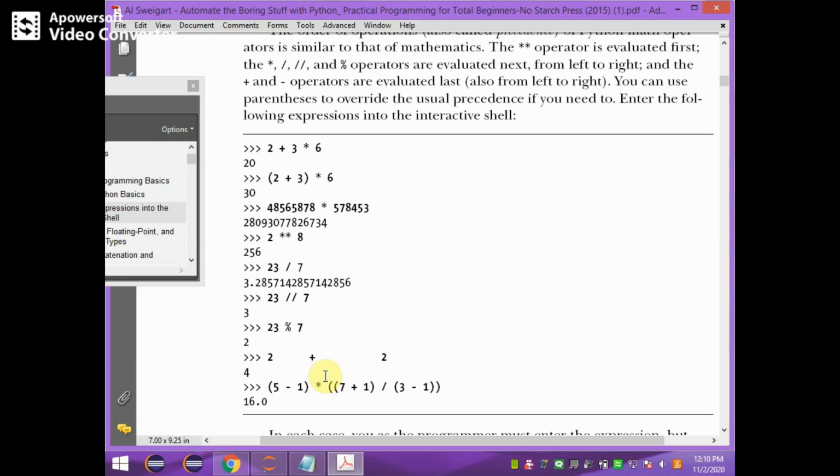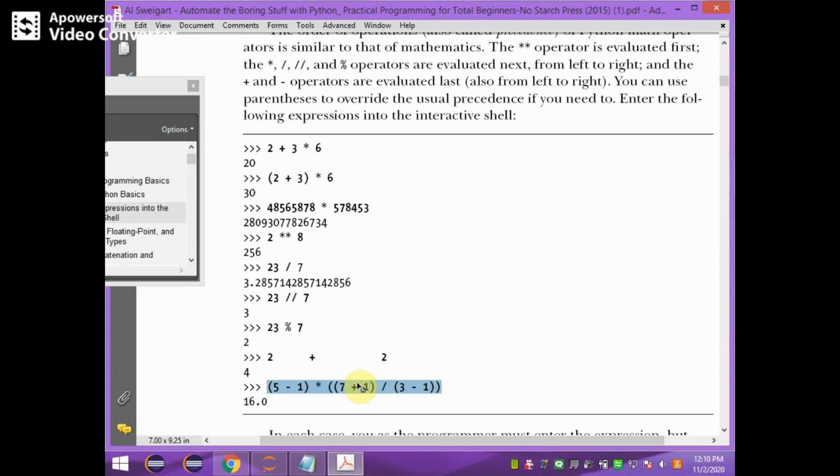To override the precedence of operators, we can use parentheses. For example, you can see in this that 5 minus 1 will be evaluated first before the multiplication because it is inside the parentheses, and you can see that here first addition will take place, 7 plus 1, and next subtraction will take place, next division, and next multiplication will take place. Okay, this is because we have given parentheses.